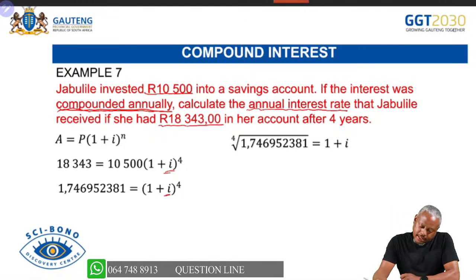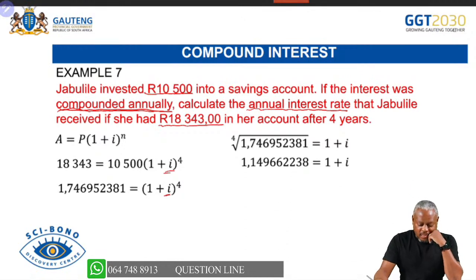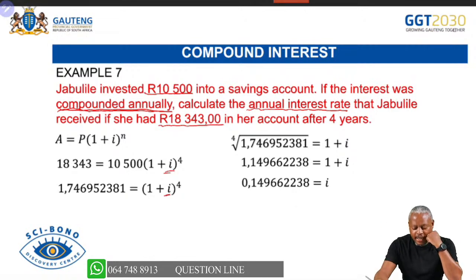If it's a square, we square root, and if it's a square root, we square. So let us remove that root. Then we get 1.149 plus I. We are going to make I the subject of the formula. Let us go on. And then our I is that.